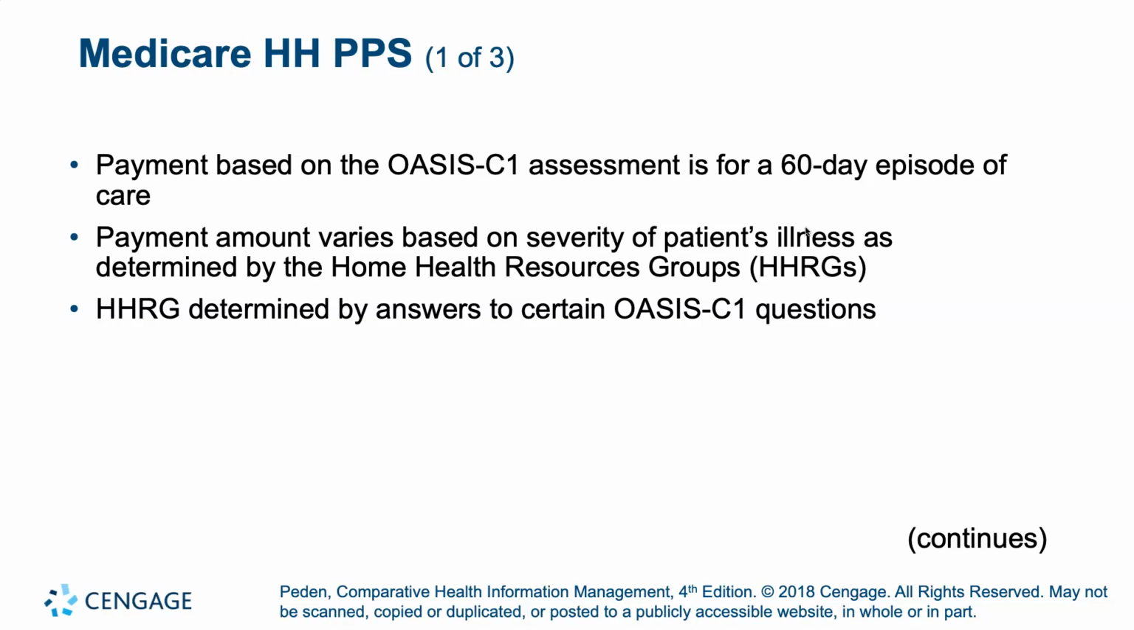With Medicare's home health prospective payment system, the payment is based on the OASIS assessment for that 60-day episode of care. The amount will vary based on the severity of the patient's illness as determined by that HHRG. And that HHRG is determined by answering certain OASIS questions. So OASIS is not just for quality improvement, not just for payment, not just for research, not just for identifying is the patient improving. It's got all of these components to it. That's why it's so important.